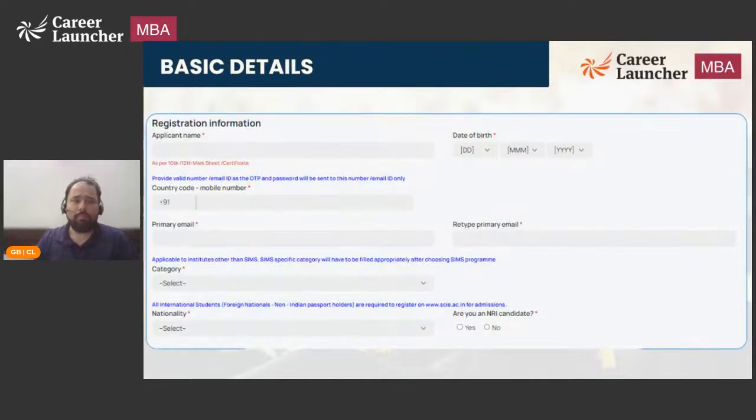Let's look at the form. This is what the form looks like. I had told you, it's very simple, nothing much to worry about. Applicant name, go ahead and put in. Date of birth, you're aware. Ensure you're putting in an Indian mobile number because OTP will come here. Your primary email ID and repeating it. Your category, whether it is open, SC, ST, or what. Nationality, are you an NRI, yes or no?